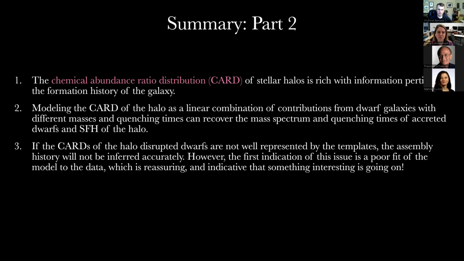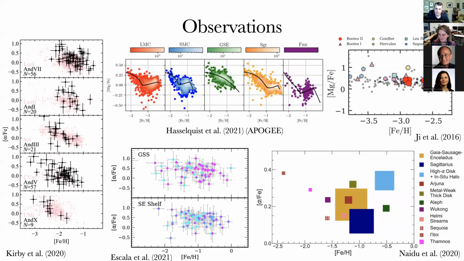So to summarize part 2, the chemical abundance ratio distribution, or CARD, of the stellar halo is rich with information about the formation history of the galaxy, and modeling the CARD of the halo as a linear combination of contributions from dwarf galaxies of different masses and quenching times is sometimes effective at recovering the assembly history of the galaxy. Not in all cases, but the good news is that when our method was failing, we had signals in the form of misfits to the data, and we were learning that something very interesting was going on with that halo progenitor.